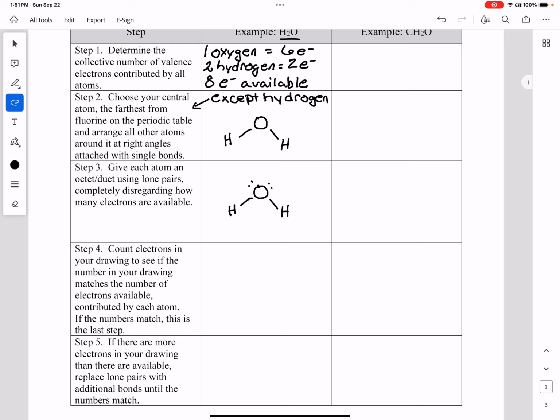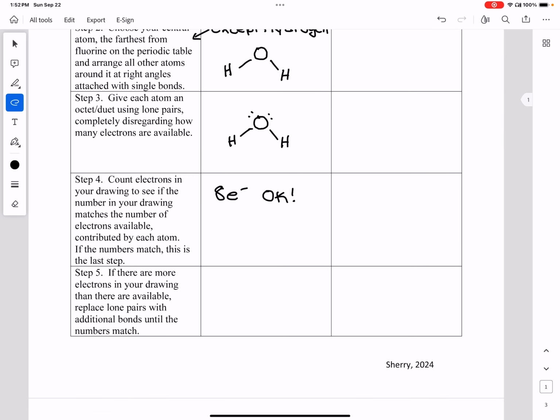Now on step 4, let's go back to reality. We're going to count the electrons in the drawing to make sure it matches the number of electrons you have available. So I have 8 electrons available here, and I have 2, 4, 6, 8 electrons in my drawing. So that's okay. 8 electrons, okay. And so if your numbers match, then you do not have to move on to step 5.